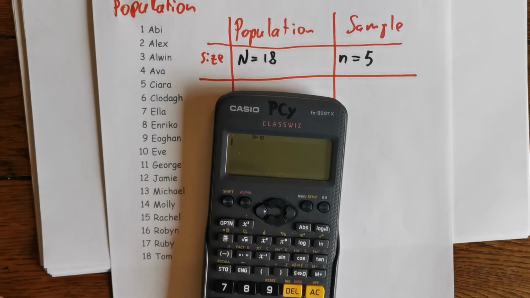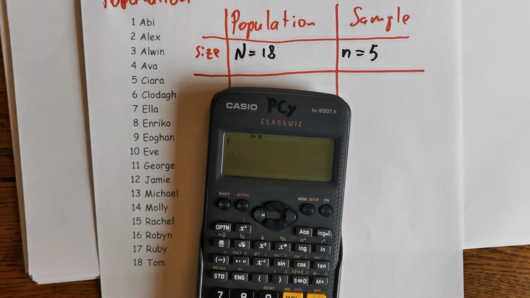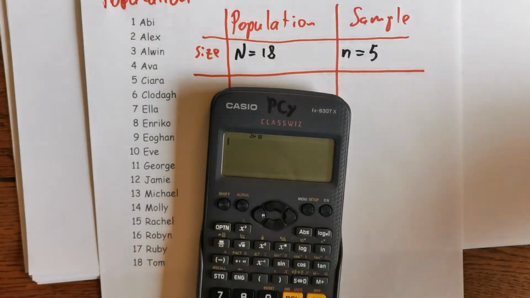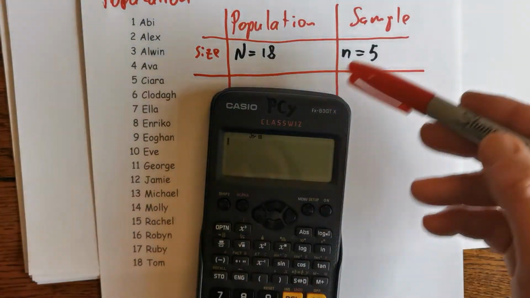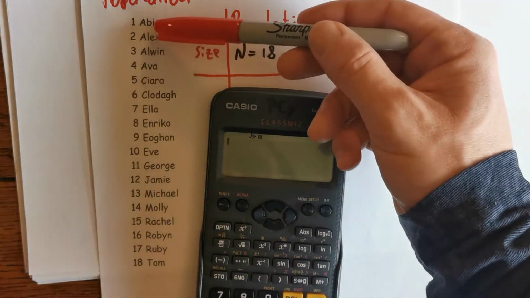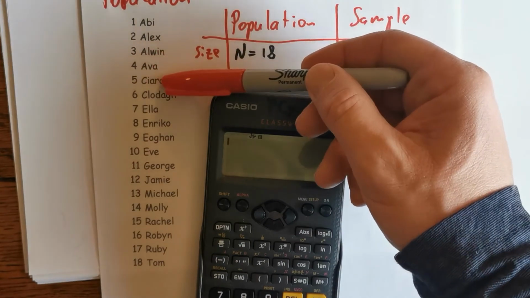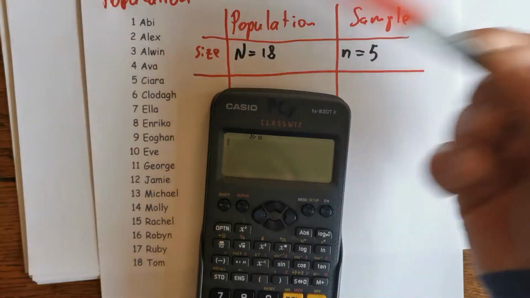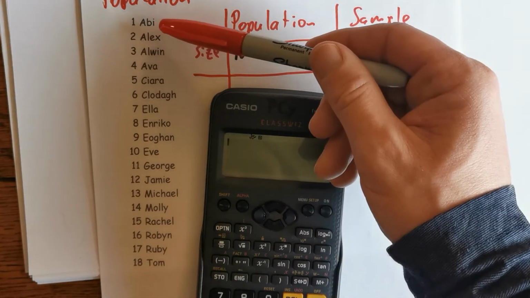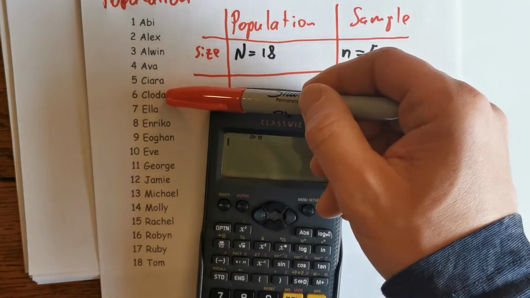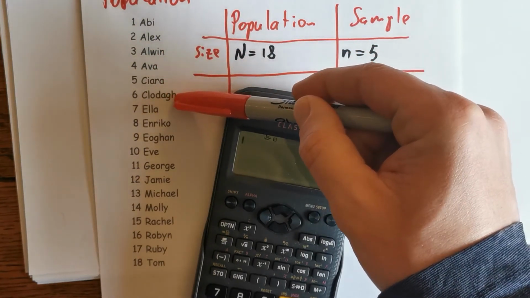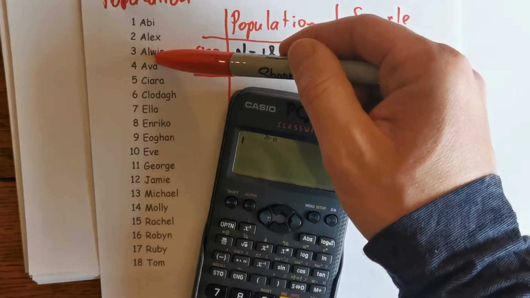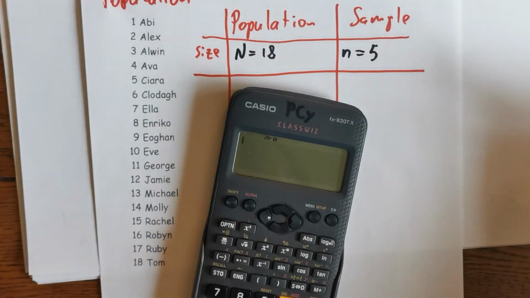There's 18 people in the population. How many samples are there within that population of size 5? For example, Abby, Alex, Alwyn, Ava, Kira. There's a sample of size 5. It's a subset of the population. Here's another one: Abby, Alex, Alwyn, Ava, Clodagh. That's a sample of size 5. Here's another one: Abby, Alex, Alwyn, Ava, Ella. There's a sample of size 5.